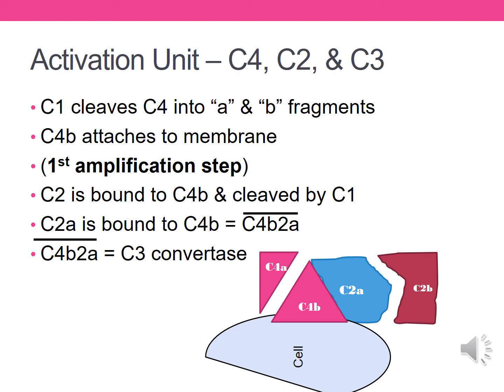So this will leave us with our first enzymatic complex. Our first enzyme complex is C4b2a, and that is denoted with a bar over the top of that name. Now it's also called C3 convertase. So the C4b2a enzyme is C3 convertase.